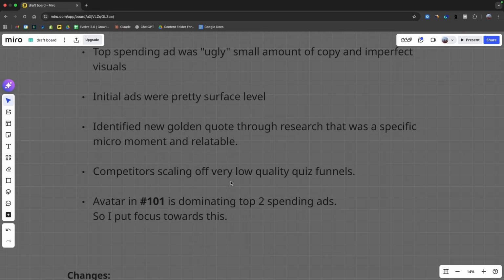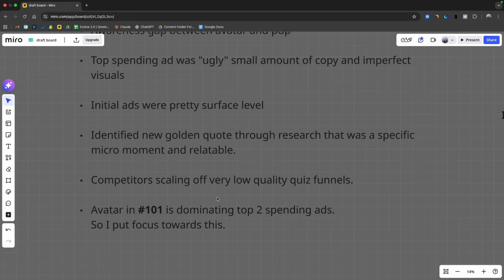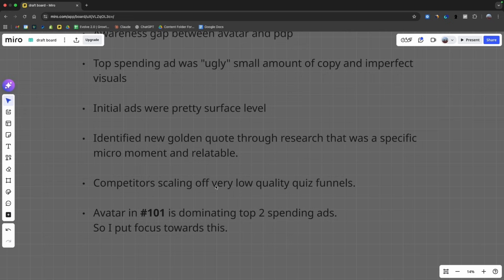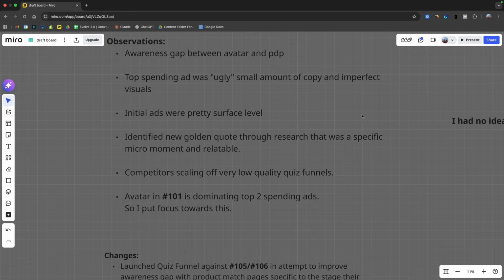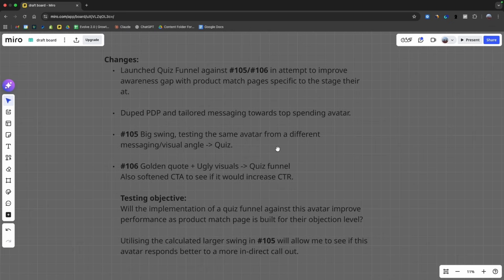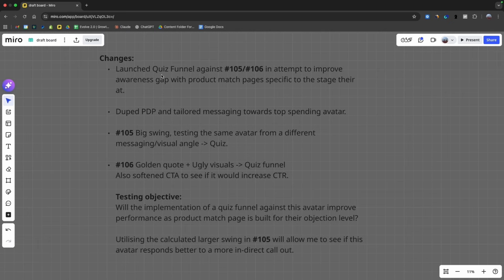Competitors were scaling off very low quality quiz funnels. What I mean by this is their overall quiz funnels just sucked. From previous quiz funnels I'd seen in the past, due to their loading speed and image quality, it was just very bad. So changes: I built and launched a quiz funnel against these new creatives in an attempt to improve the awareness gap. And we did this through product match pages that were specific to the awareness stage the buyer was at.